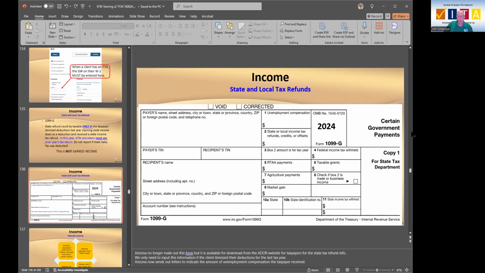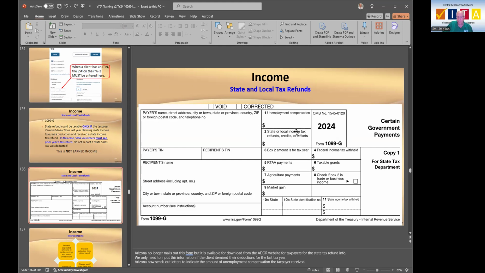This is what the old 1099-Gs used to look like. And again, if you get unemployment, you're going to get a form that looks like this, and it will say box 1, unemployment compensation. Here's where you would have put the refund of local income taxes.